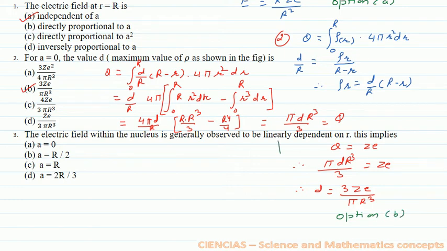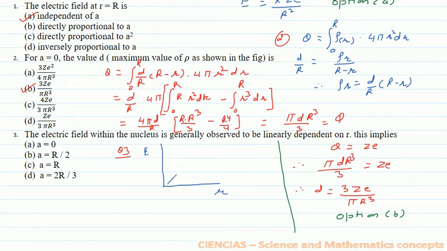Now for the third question, question number 3. The electric field within the nucleus is generally observed to be linearly dependent on r. This implies A is equal to 0, A is equal to R by 2, A is equal to R, or A is equal to 2R by 3. So when we say that the electric field is linearly dependent on r, our graph will be, this is electric field and this is r.